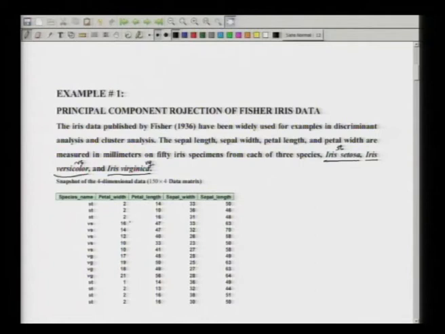Okay, it gives that there are 50 specimens from each of the 3 species. So, that makes it 150, it is given here. Okay. So, these are the part of the data. Let us see what we can do with this data. Now, what are we going to do?